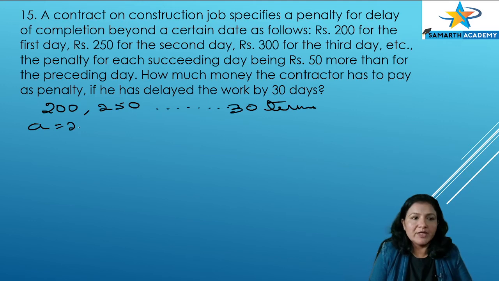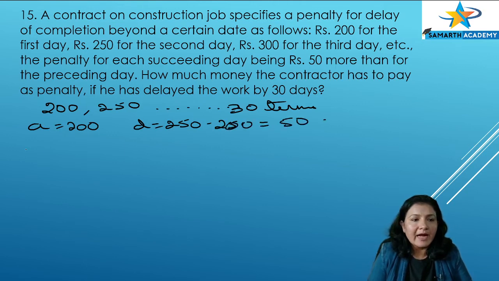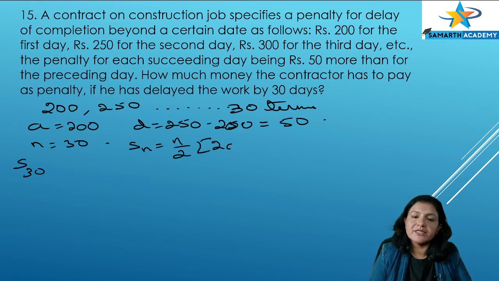A is equal to 200. D is equal to 250 minus 200, that is 50. And n is equal to 30. So we have to find S30. What is the formula for Sn? Sn is equal to n by 2, 2a plus n minus 1 into d.